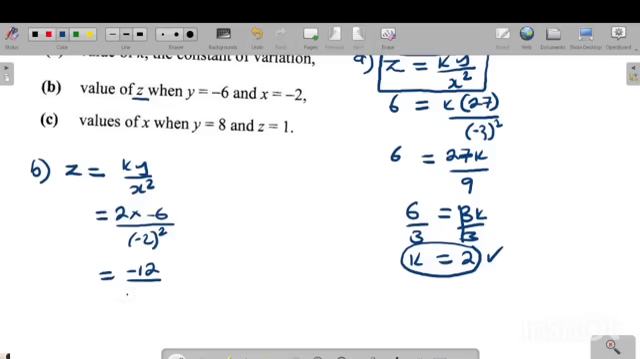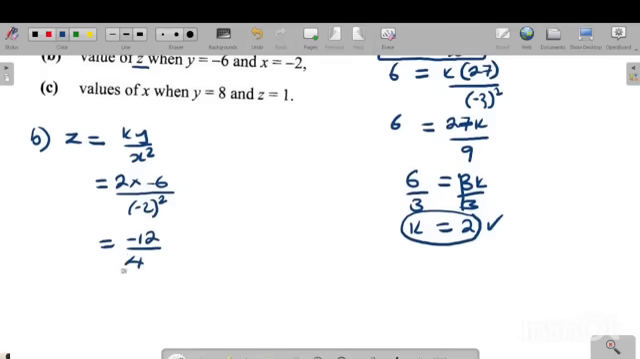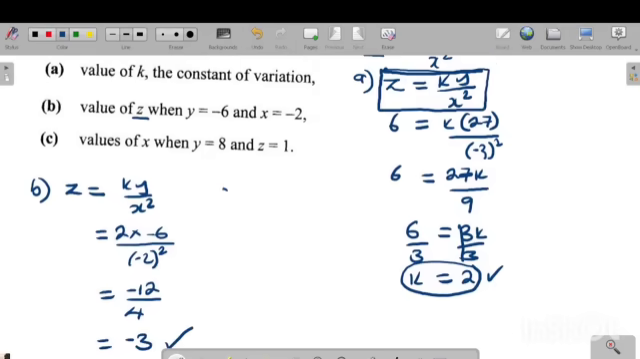Then negative 2 squared is 4, positive, because everything is in brackets. Okay, so negative 12 divided by 4 is negative 3. So this is the value of z. Now let's look at part C, the last one. Values of x when y is equal to 8 and z is equal to 1.